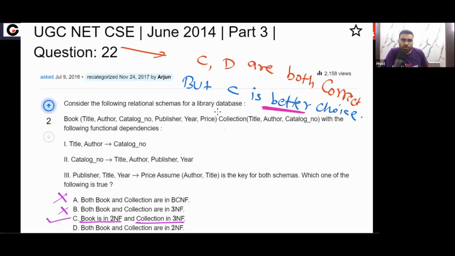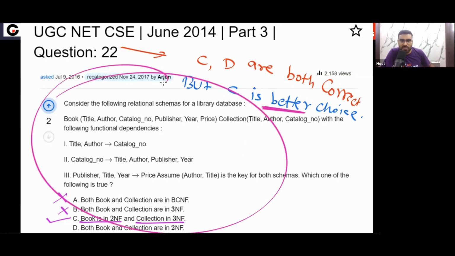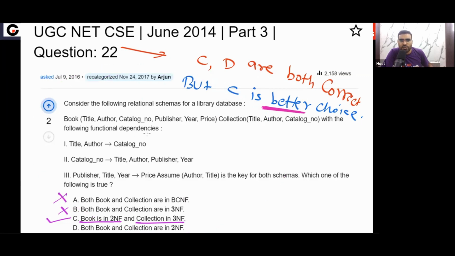You will get marks for C because I know the question maker, actually not the question maker, the question copier.